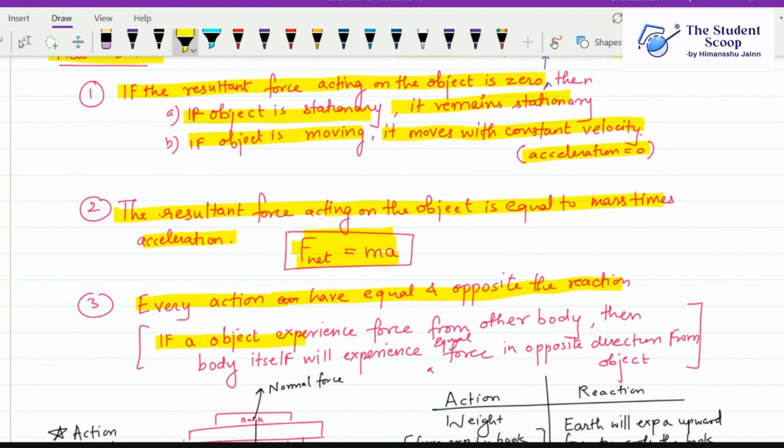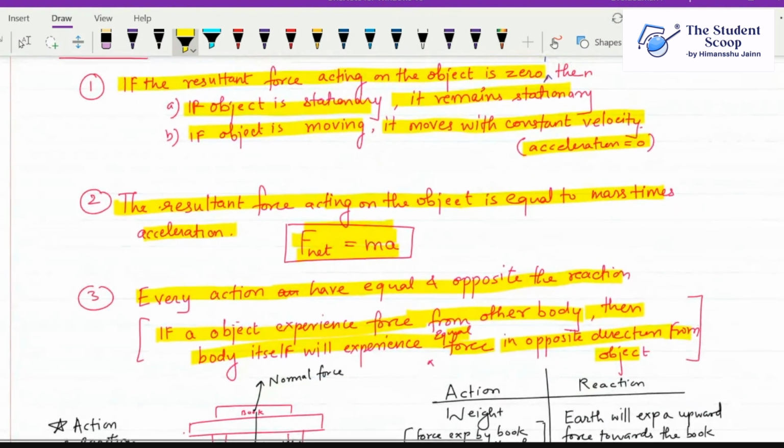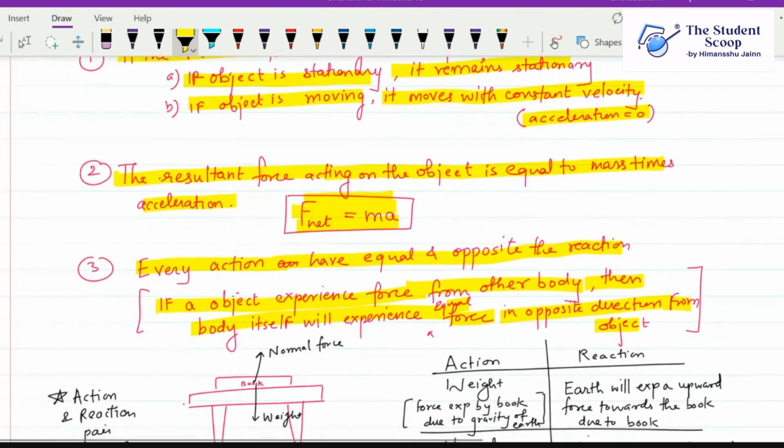If an object is experiencing some kind of force from some other body, it is always two bodies that are applying force on each other. So if I'm experiencing a force from some other body, then that body will experience an equal and opposite force from me. If a body is applying a force on some object, that object will also apply the same equal and opposite force on the body itself. This sounds very similar to the previous statement that every action has an equal and opposite reaction. But when we talk about forces, forces act as action and reaction pairs.